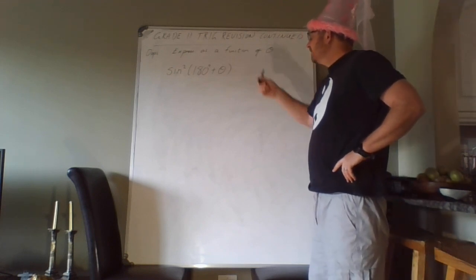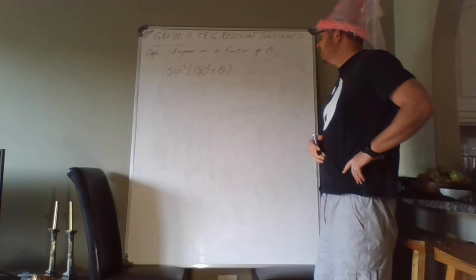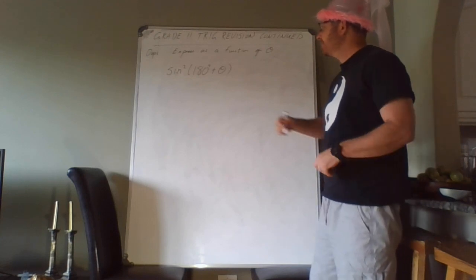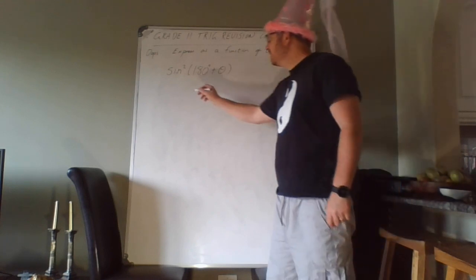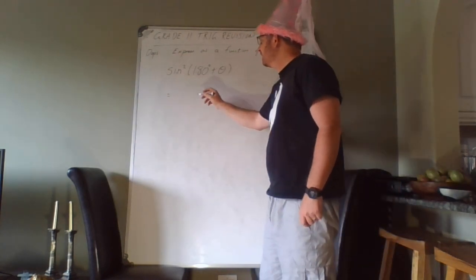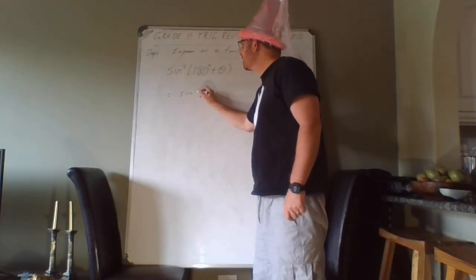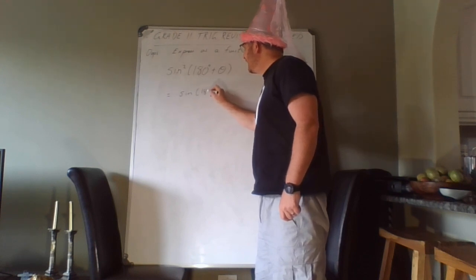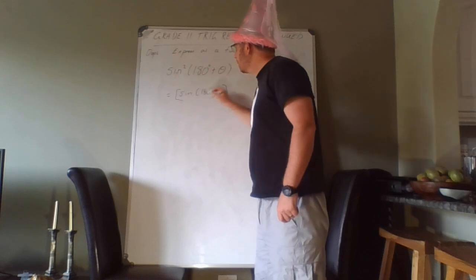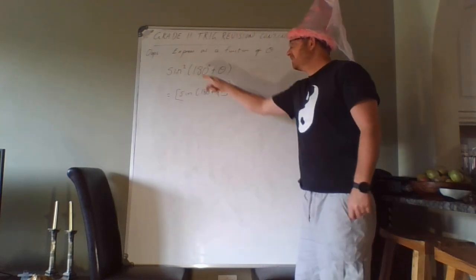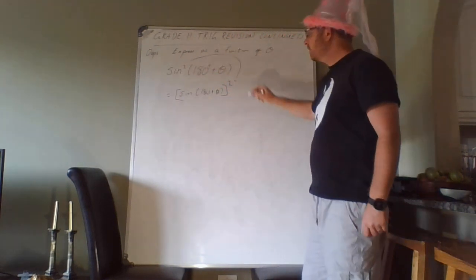I forgot to do something in the last session on reduction formula. It says expressed as a function of theta. It's just when you've got a square, so sine squared of 180 plus theta, you think of that as sine of 180 plus theta, all squared. So that square over there means a square on the whole thing.